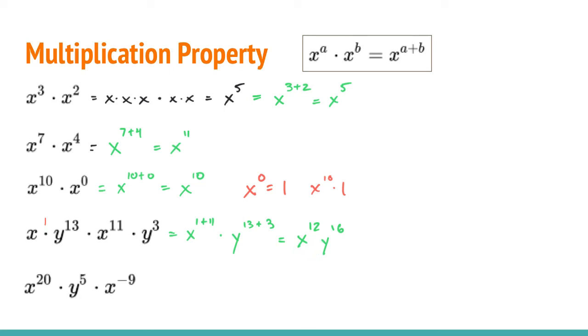In our final example, you see that you have an x to the negative 9th in there. And if you looked at our previous video with the division property, you would know that you could move this down to the bottom and make that over x to the 9th instead. However, we're not going to do that problem this way because that was a division. This is the multiplication property.